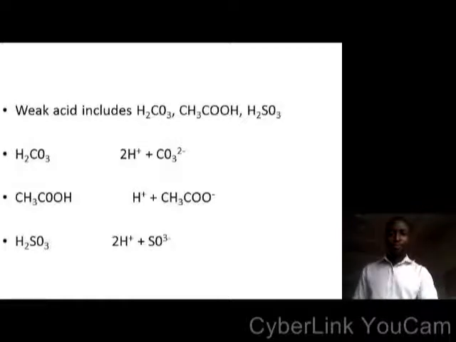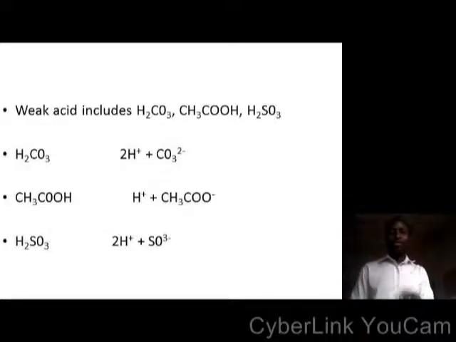Let's proceed. Look at this. These are some examples of weak acid. Number one is H2CO3, that is hydrogen trioxocarbonate IV or trioxocarbonate IV acid. Now the second one here is CH3COOH. The third one is H2SO3. All these, you can see how they ionize.